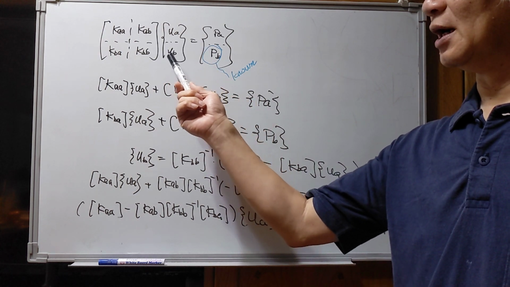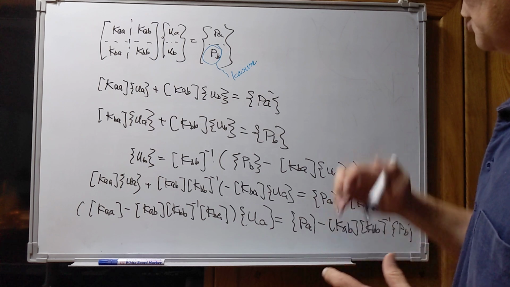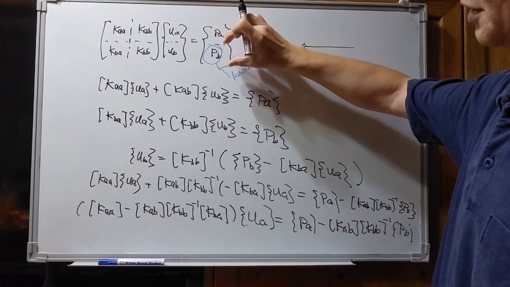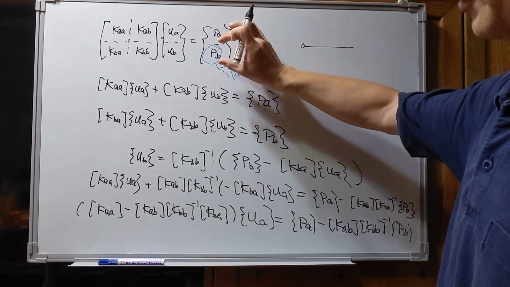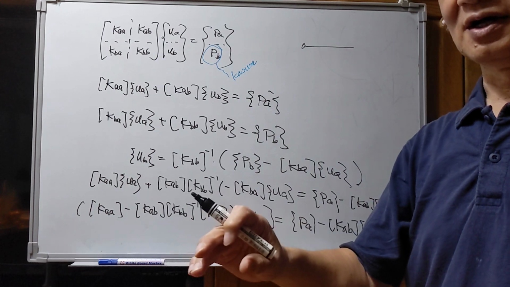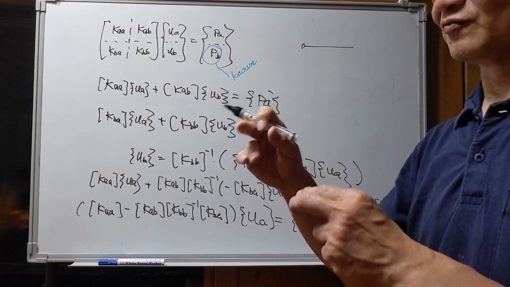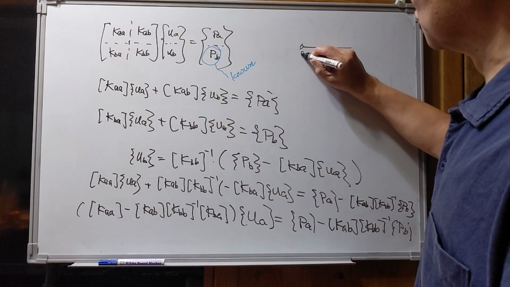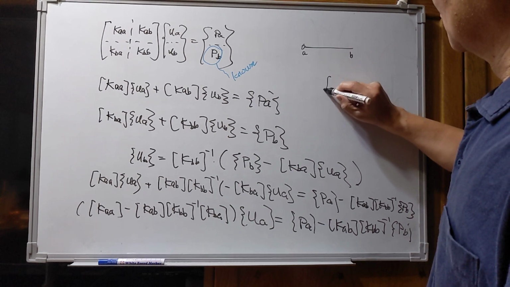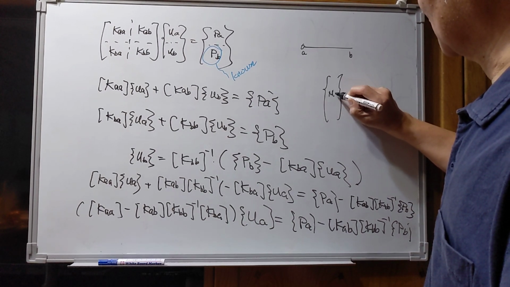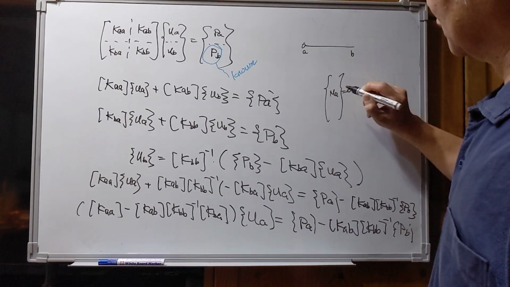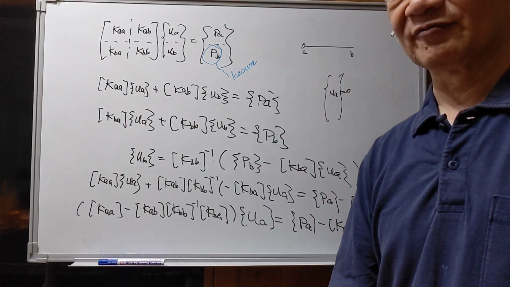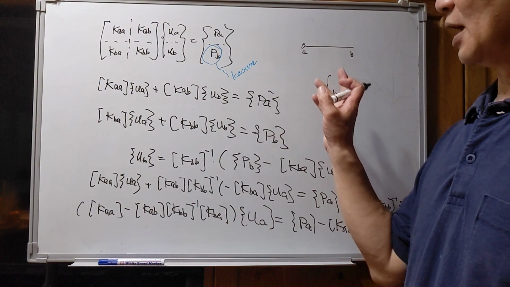When we express this one, the known static conditions are not always arranged as the last few elements. For example, this is joint A, this is joint B. In the force vector, we know MA equals 0, but MA is the third element in the member end force vector. It is not the last one.